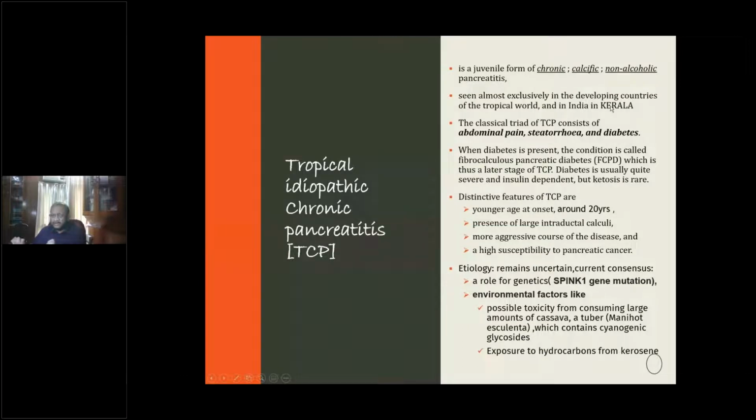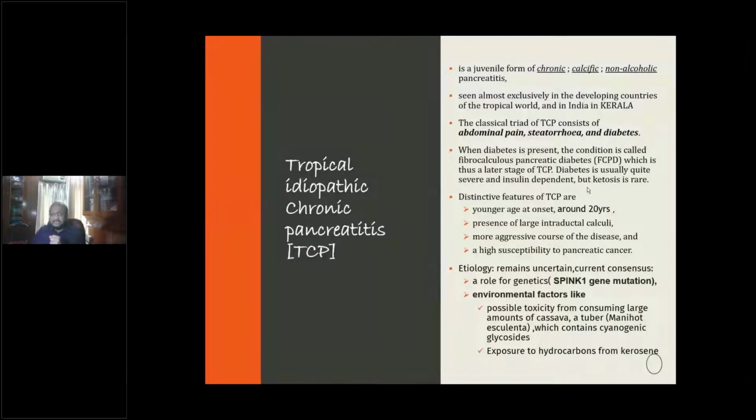The classical triad of TCP, or tropical chronic pancreatitis, includes number one, abdominal pain, number two, steatorrhea, and number three, diabetes. Three important features to say that the patient has chronic pancreatitis. This diabetes, when it is present, is a brittle diabetes, and then it is known as fibrocalculous pancreatic diabetes. Why fibrocalculous? Because the stones are present and fibrosis is present. And the diabetes, I said brittle. Why? It is severe, insulin dependent, but ketosis is rare. Trying to control the diabetes is very, very difficult.